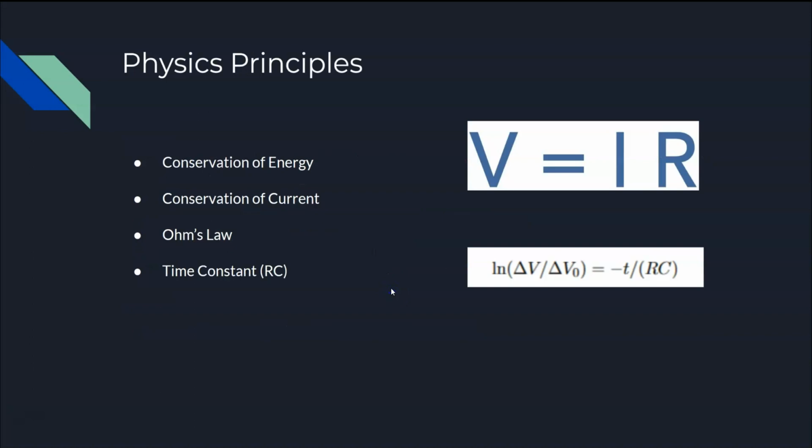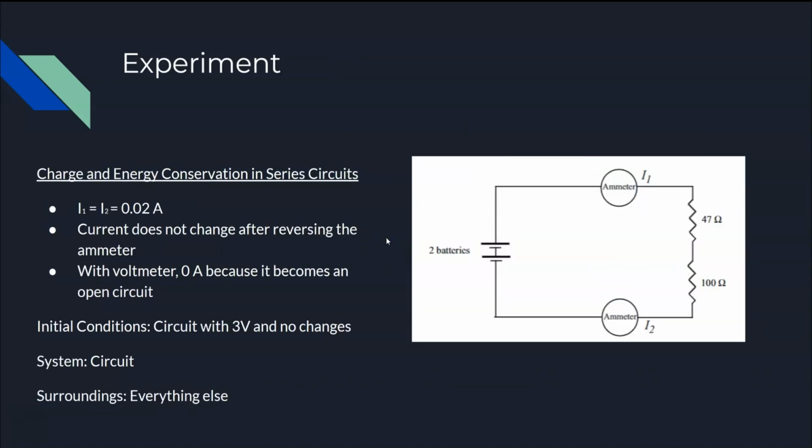Some physics principles used included the conservation of energy, conservation of current, Ohm's law, and time constant, which is shown on the right. So for the series circuit, I found that I1 equals I2, and they both equal 0.02 amps. As you can see on the right, you can see I1 and I2 with the 2 ammeters.